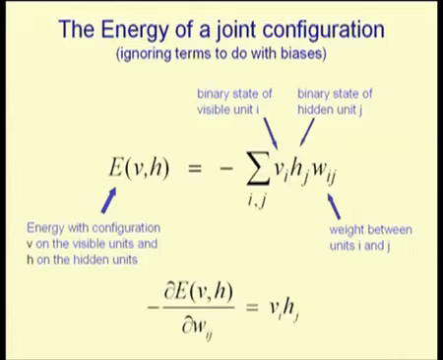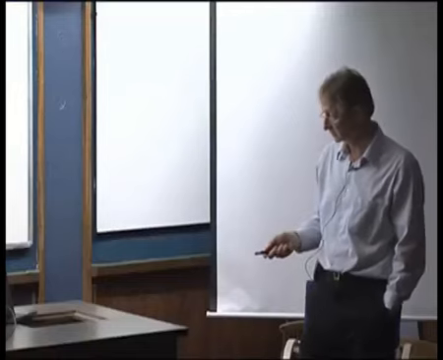One nice property of this energy function is if you differentiate it with respect to the weight, w_ij, you get this very simple product of two states. So if I want to change the weights to make the energy of a configuration lower, all I need to do is to change the weight in proportion to this. That's exactly Hebb's learning rule, or the simplest interpretation of Hebb's learning rule.